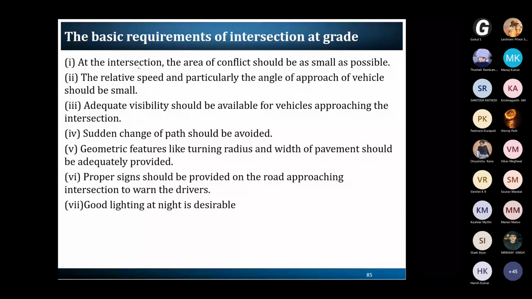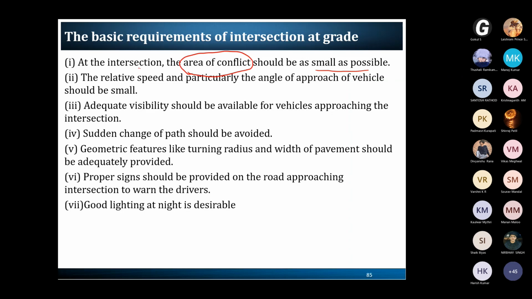At the intersections, the area of conflict should be as small as possible because different kinds of turning and interactions are happening in the intersection. So to avoid the conflict, the area is supposed to be provided in a smaller manner. The area of conflict should be reduced as much as possible.